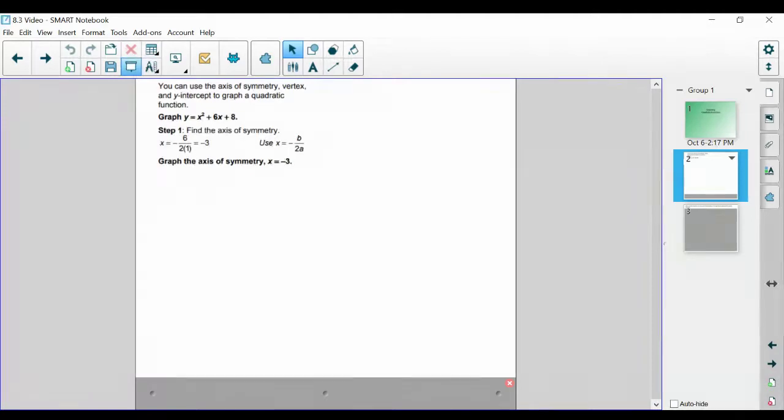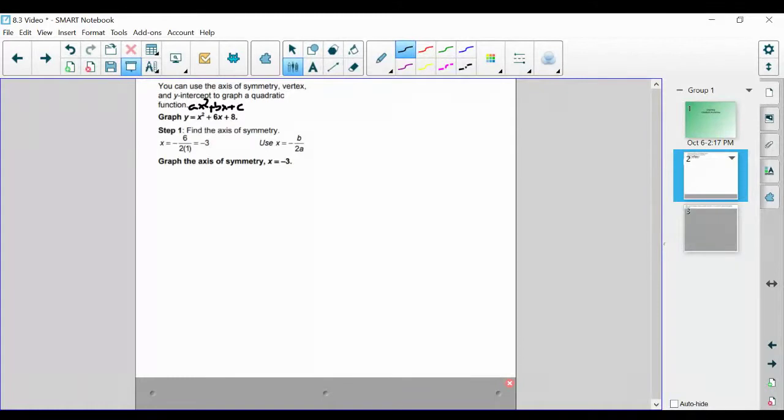We know that the formula for the axis of symmetry is x is equal to the opposite of b divided by 2a. So we're going to identify our a, b, and c values within our quadratic function. Let's just list out again ax squared plus bx plus c. So for this function, we have to identify our a and our b values. Well, our b value is 6, our a value is 1. So we're going to substitute in our a and our b.